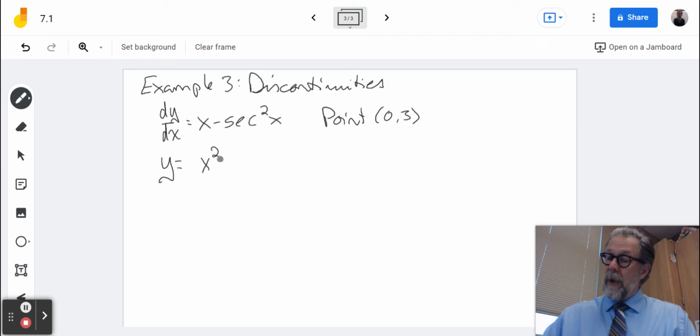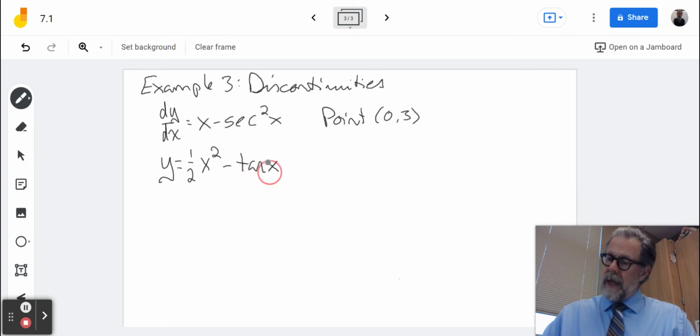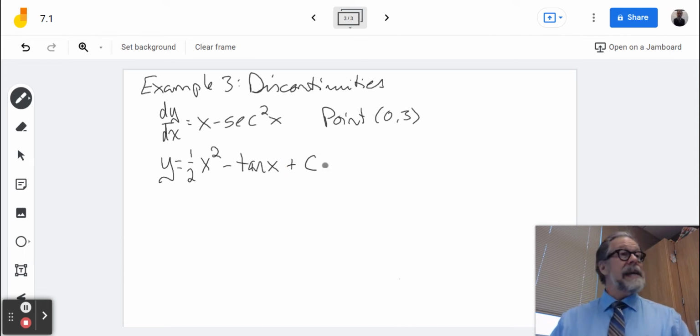X squared, however, will have a derivative of 2x, which means I need to put a multiplier of 1/2 there to get rid of that 2 when I take the derivative. And I know that tangent has a derivative of secant squared, which means this will be tangent of x, the antiderivative of secant squared. And I know that I need to add a constant. So let's see what we got here.